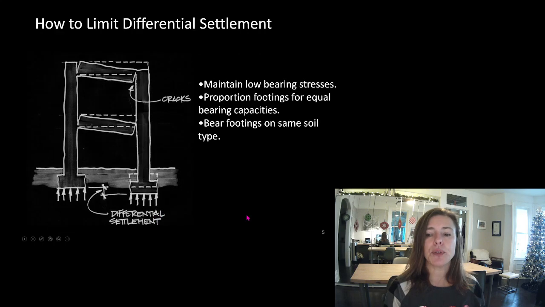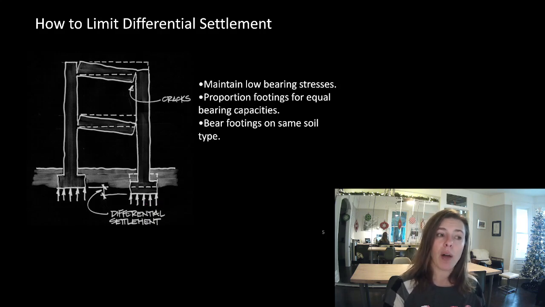So what's differential settlement? If we have slightly different soil in these two conditions, we can end up with differential settlement. So this is going to settle some and this is going to settle some. It happens. It will automatically have settlement. We need to know how much is allowable, or under what loads will there be settlement. And then we limit the differential settlement as well.